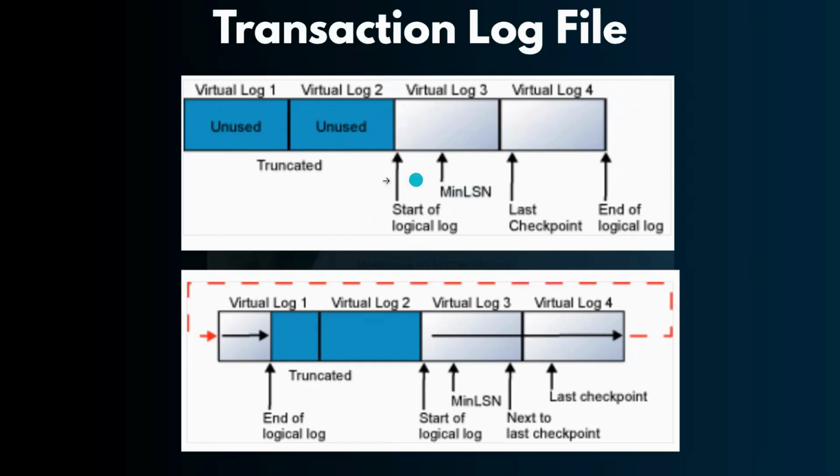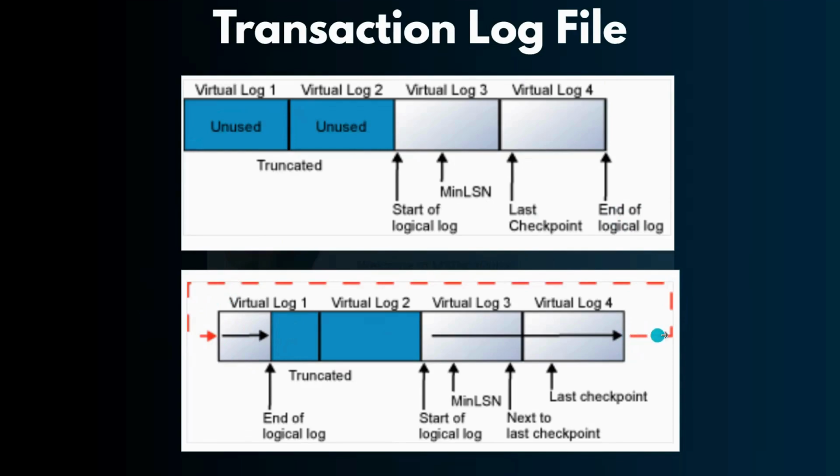Now, if there is any insertion, updation, or deletion that needs to be recorded into the transaction log, then it will go and check for the first VLF. If the first VLF is unused, then it will use that particular VLF. And if there is no space in the log file, meaning there is no space in the VLF1, then it will trigger the auto growth.